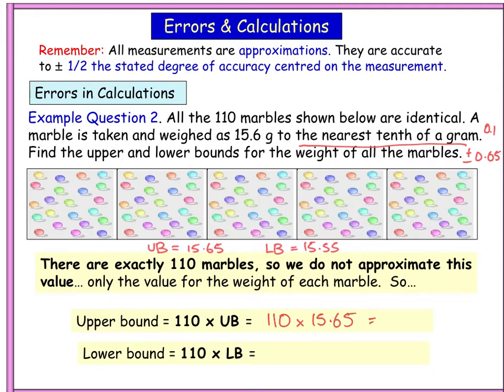So 15.65 times 110 works out for me as 1721.5 grams. And for the minimum, the lower bound, then it's 110 times 15.55, which works out as 1710.5. But the big change in this one is we're only using the upper and lower bounds for the mass of the marbles. We don't use it for the number of marbles. There are exactly 110 marbles. Okay, exactly. That's not an estimation.